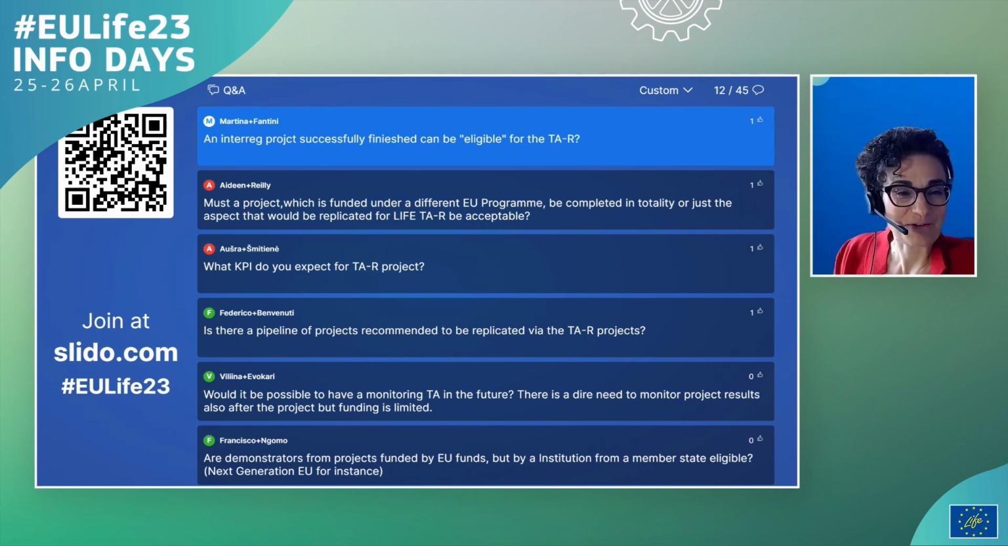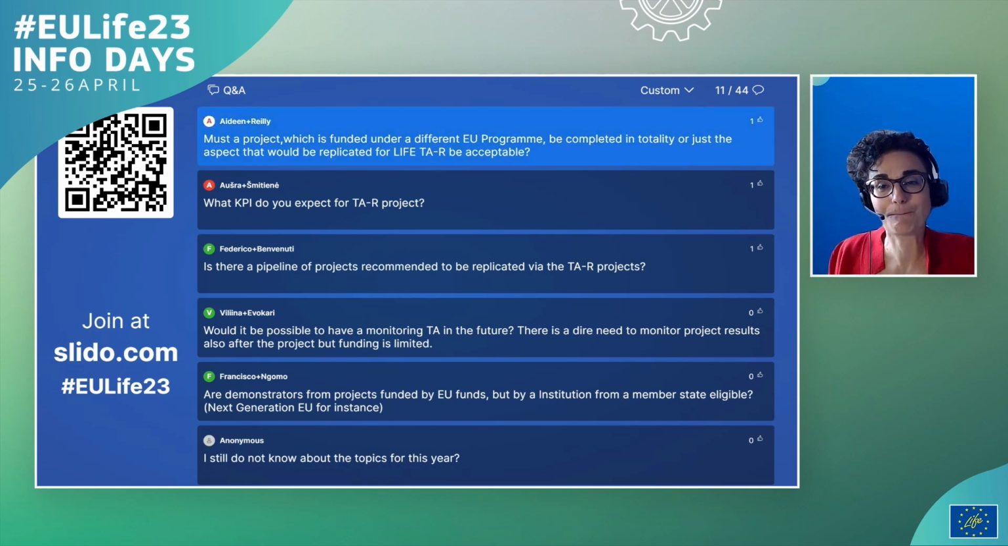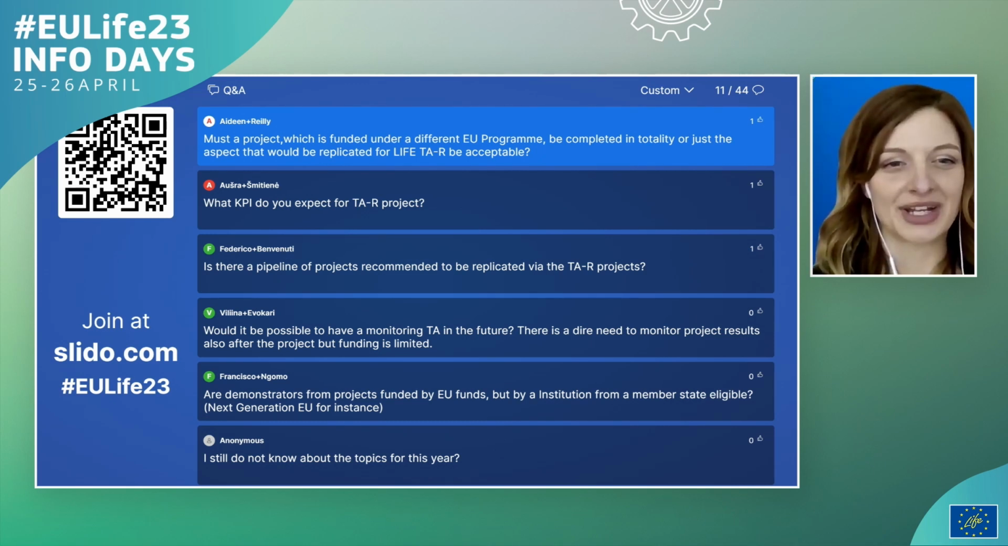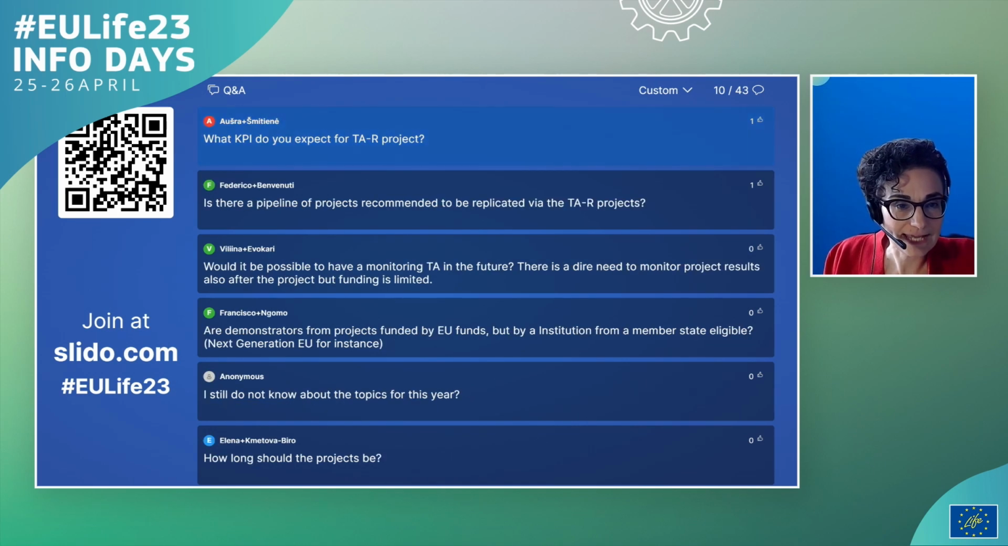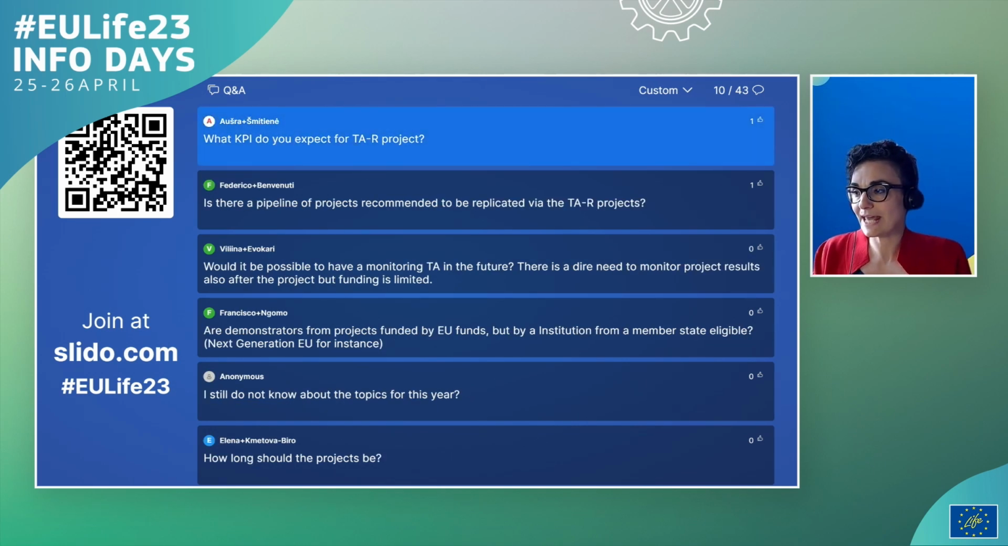All right. So must a project which is funded under a different EU program be completed in total, or just the aspect that would be replicated for LIFE TAR be acceptable? I'm afraid that the previous project would have to be completed, finished. Yeah. Okay. Thank you very much. Then I have another question from Aushra. So what KPI do you expect for TAR project?